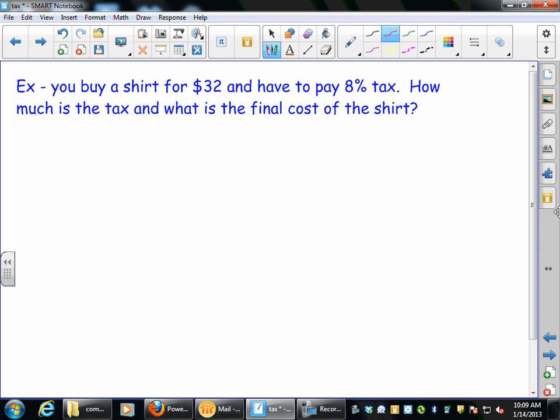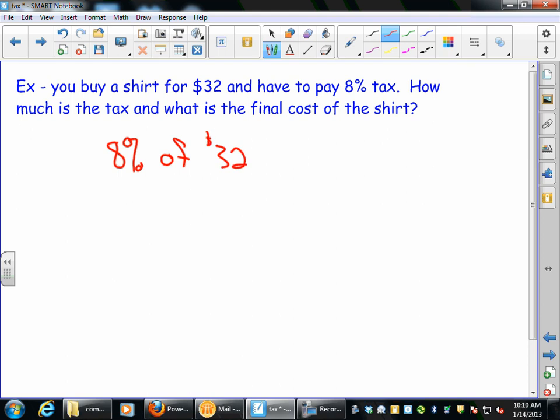It's actually pretty easy, okay? So here's an example. You buy a shirt for $32 and you have to pay 8% tax. How much is the tax and what is the final cost of the shirt? Well, when they say we're paying 8% tax, then what we're trying to find is 8% of that $32.